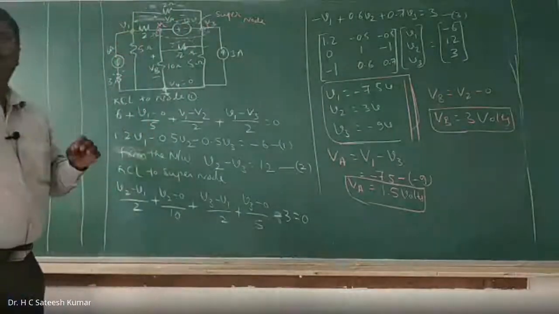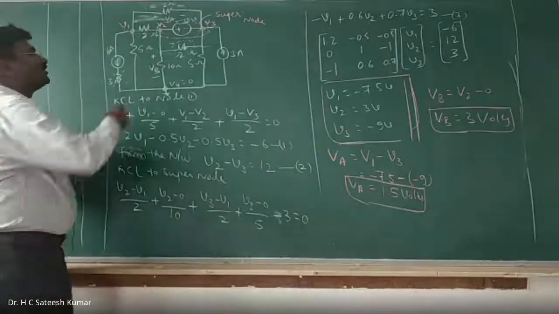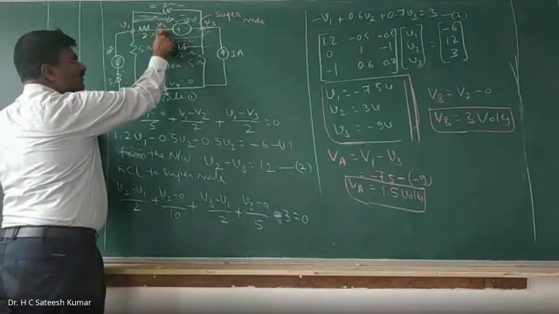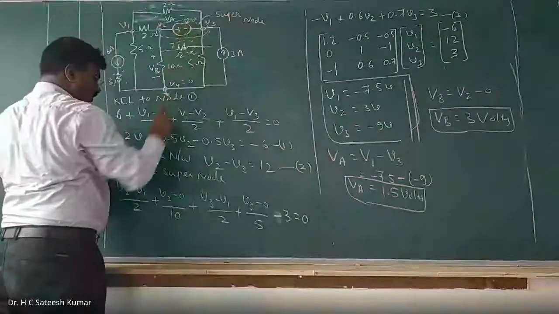Now, we should apply KCL to the supernode. This is the supernode. From the network itself, what can we write? This is plus, this is minus. Therefore, V2 minus V3 is what? 12 volts. We got one equation.